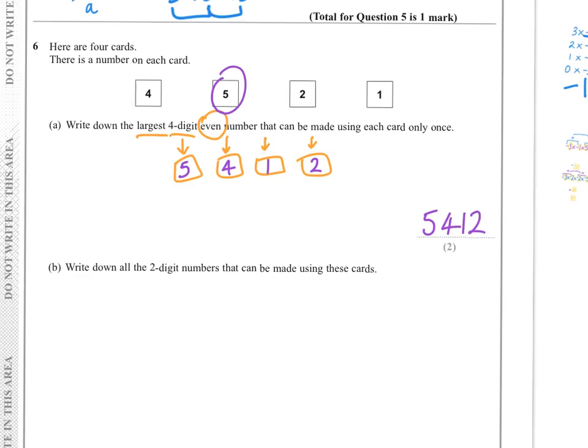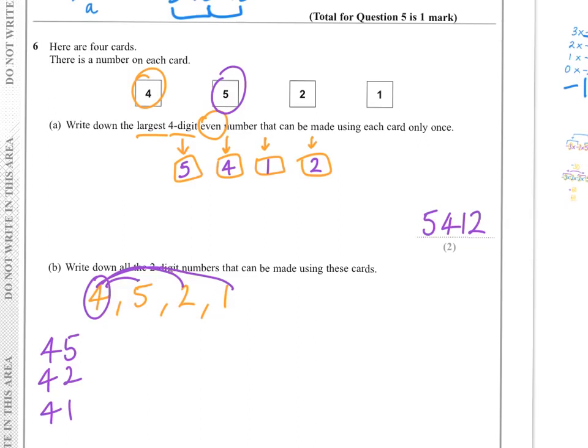Now in part B, we have to write down all the 2-digit numbers that can be made using these cards. So why don't we do it in a systematic way? So if we start with, I'll write these down again, 4, 5, 2 and 1. Why don't we start with all the ones starting in 4? So we could have 4 with the 5, 4 with the 2 and 4 with the 1.